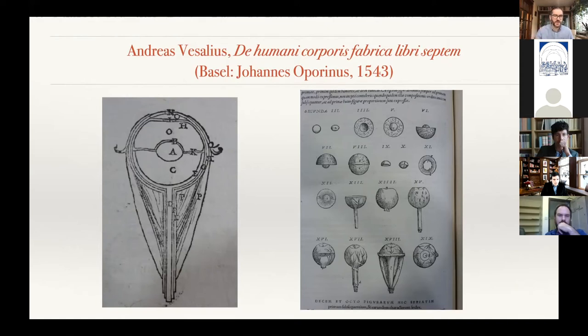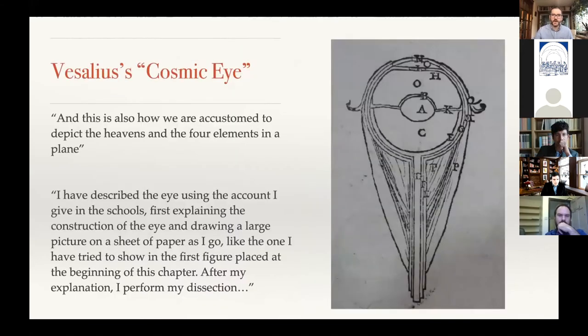So he's taking from these traditions and transforming it in an important way. So we have two pages in which we see these eyes. The first is what I call the cosmic eye. He says, and this is how we are accustomed to depict the heavens and the four elements in a plane. So he's also seemingly drawing from an astronomical visual tradition as well.